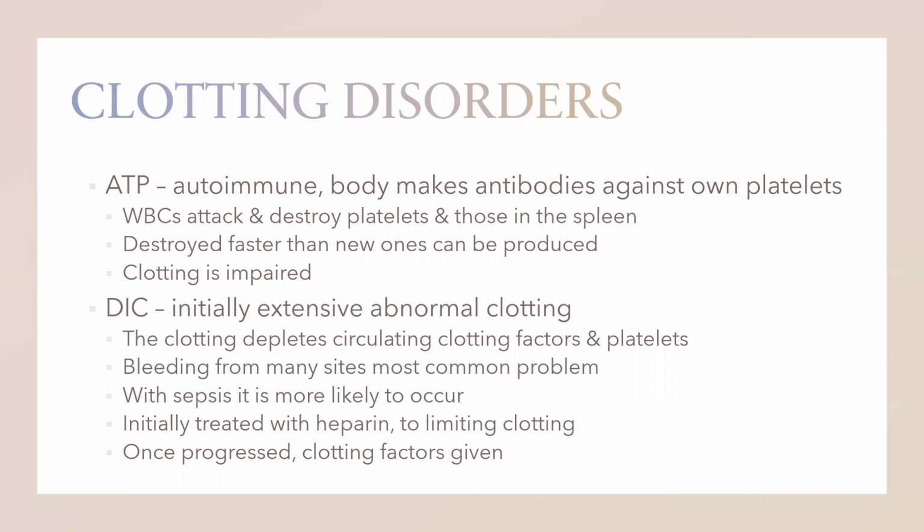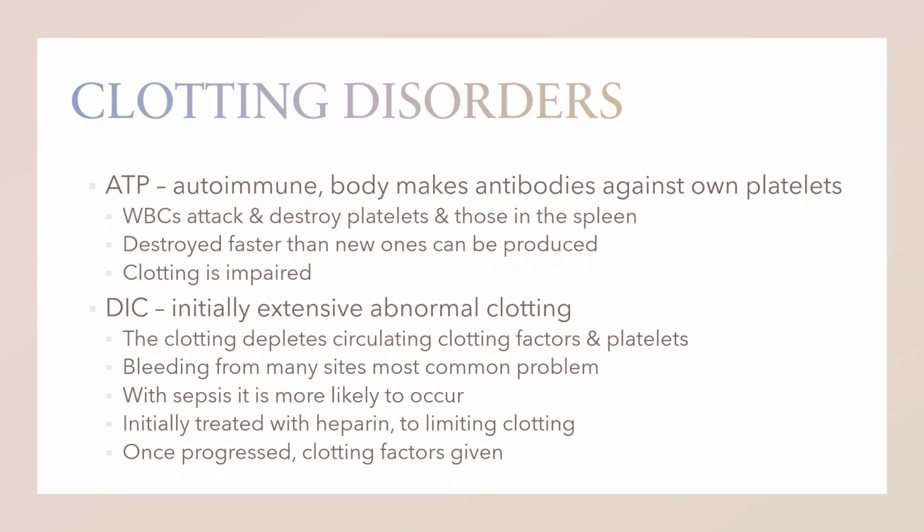So ITP, it's really autoimmune. The body's attacking our platelets, right? Those antibodies attach and they attack and destroy the platelets, and also those in the spleen. They're destroyed faster than the body can produce them. And remember, platelets last, I think, what, 21 days? And clotting's impaired. So it's really an autoimmune disorder, and that's the best way to tie it in, as they have an immune disorder. They might be immunocompromised as well.